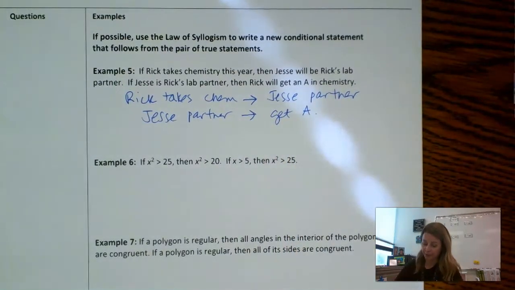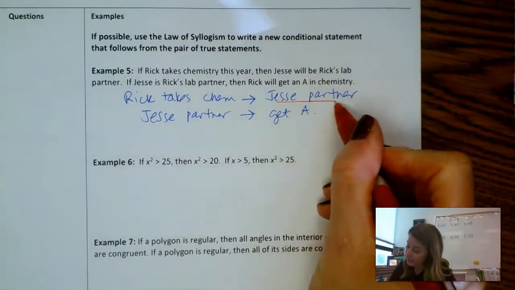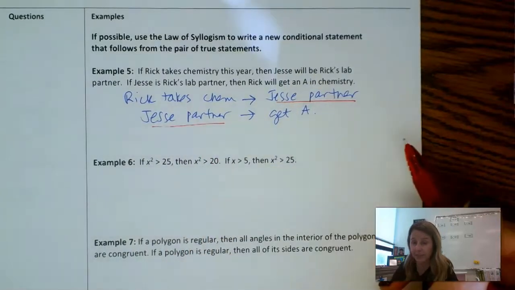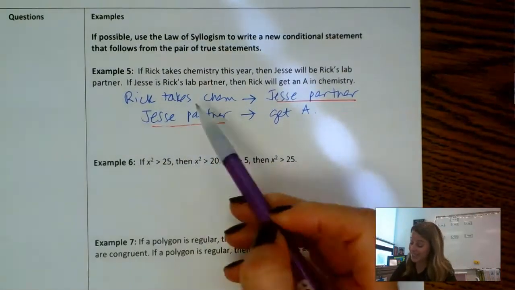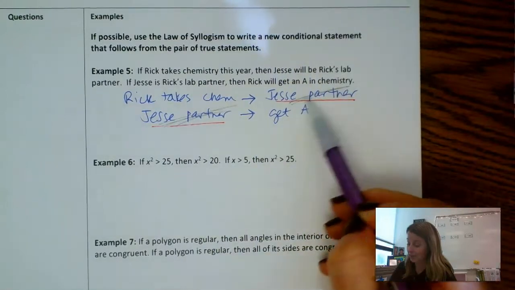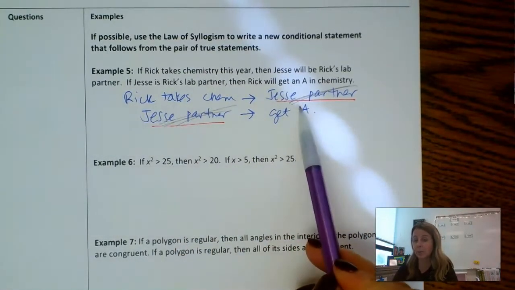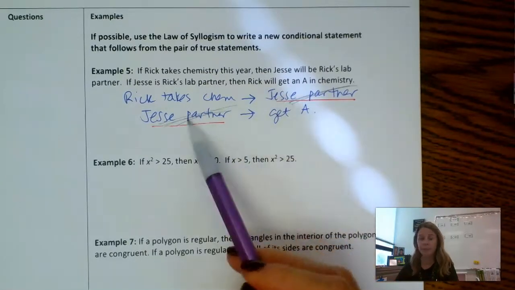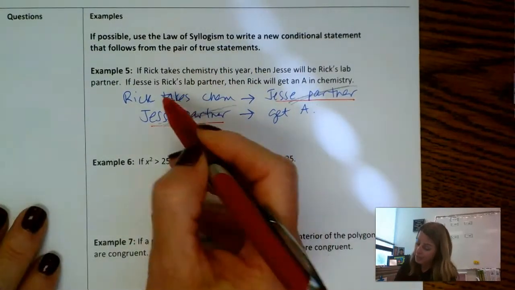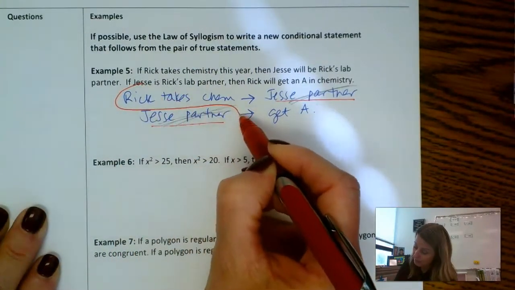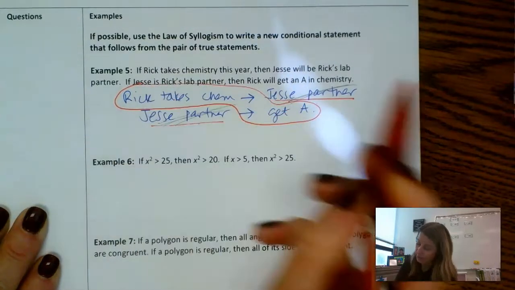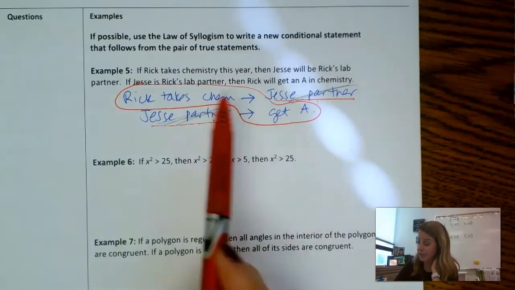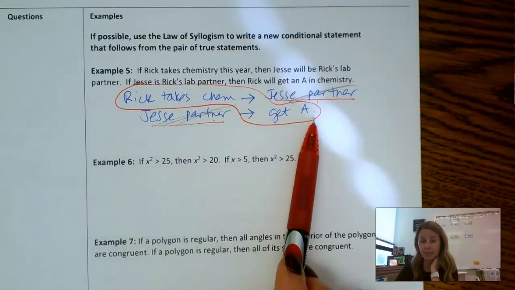So here's what I'm looking for. When I see the conclusion in one sentence matching the hypothesis in another, I can almost just cancel them out, okay? Because if Rick taking chemistry always leads to Jesse being his partner, and if Jesse's his partner he always gets an A, well then we don't need to talk about Jesse being the partner. So I can cancel out the conclusion and the same hypothesis, and I have a hypothesis and a new conclusion.